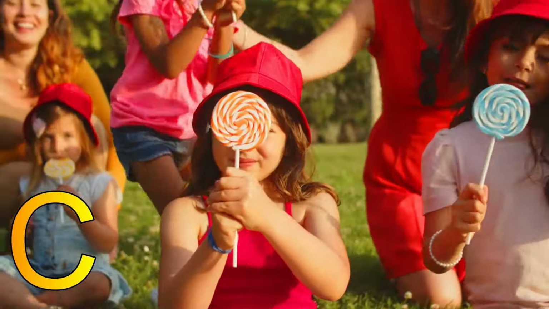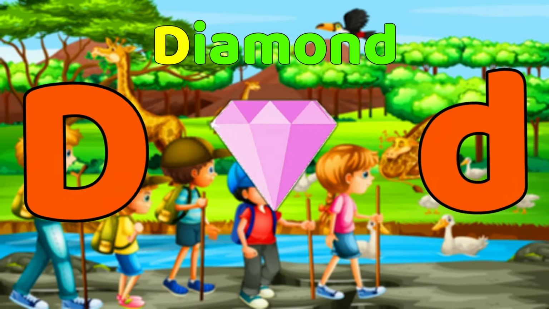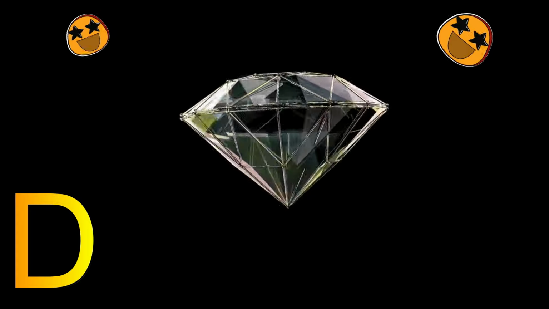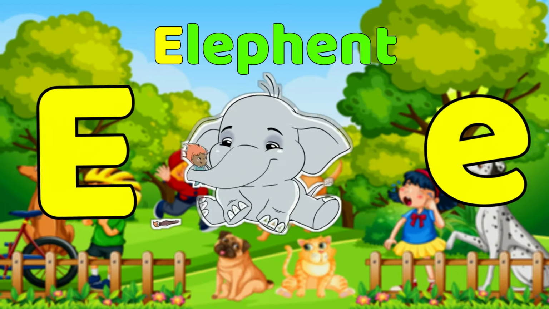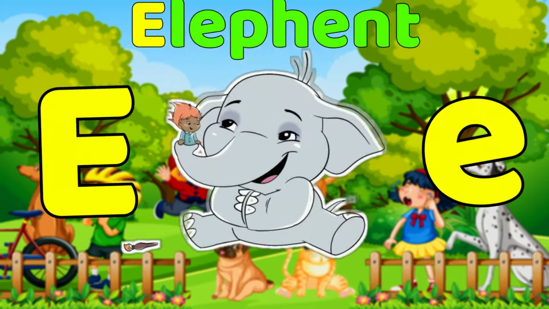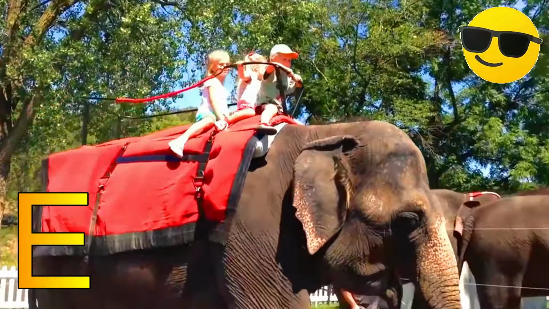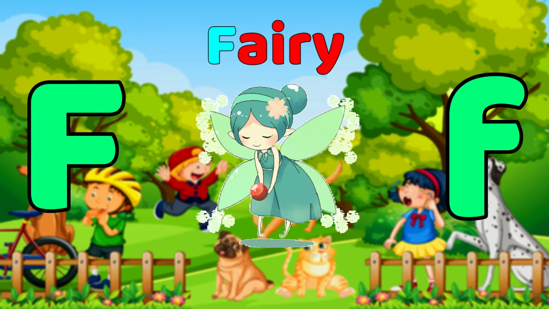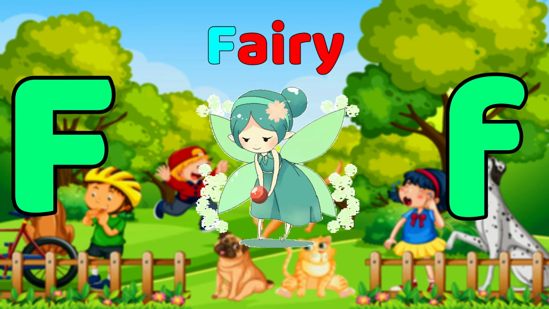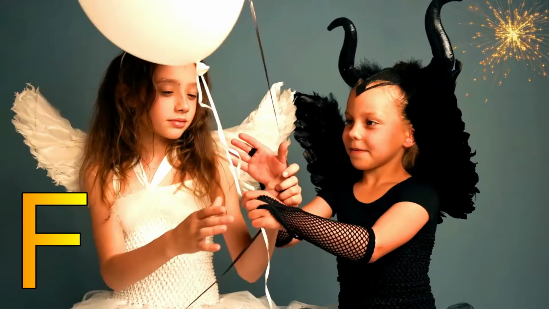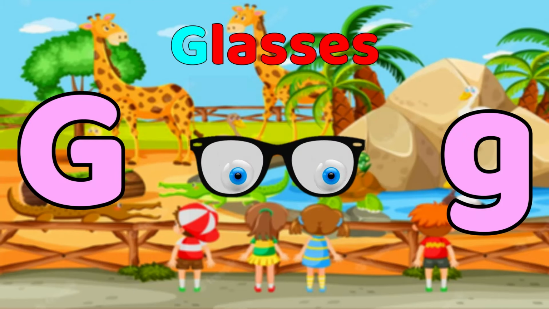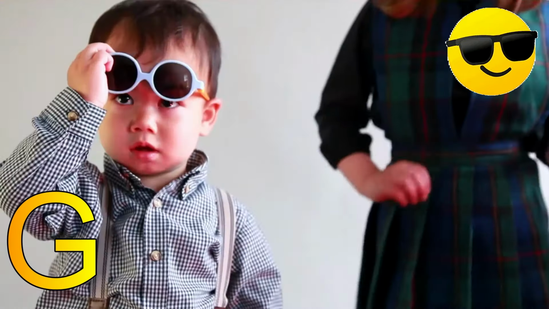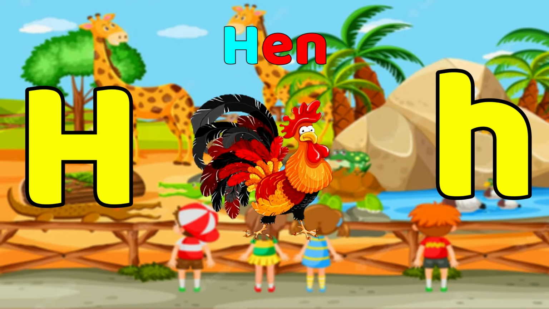C, candy. D is for diamond. E is for elephant, eh, eh, elephant. E, elephant. F is for fairy, f, fairy. F, fairy. G is for glasses, g, g, glasses. G, glasses. H is for hand.